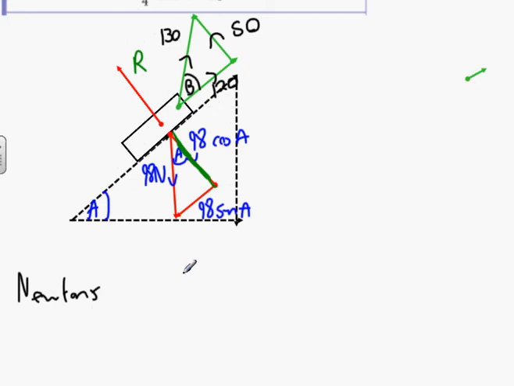An object in motion stays in motion unless acted on by an outside force. I think that's it. Okay, Newton's second law, okay? F equals ma. The force applied equals the mass multiplied by acceleration, okay?